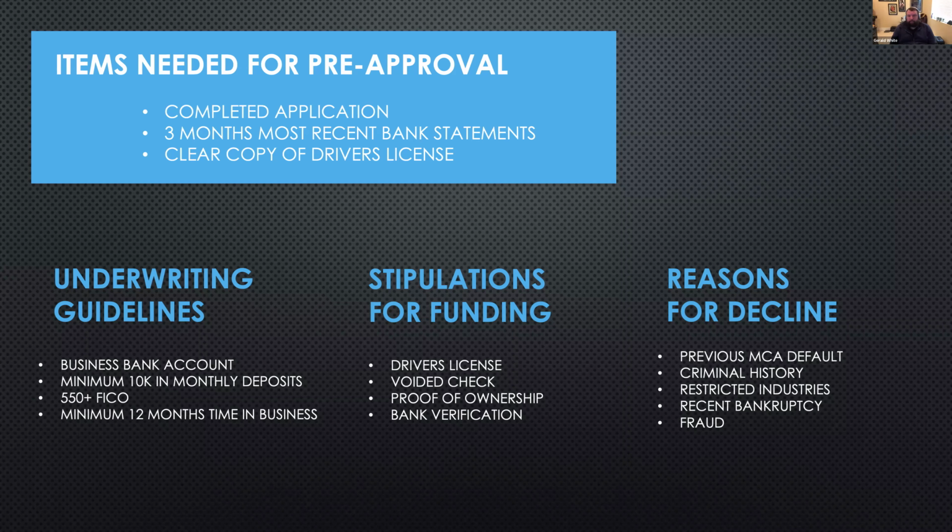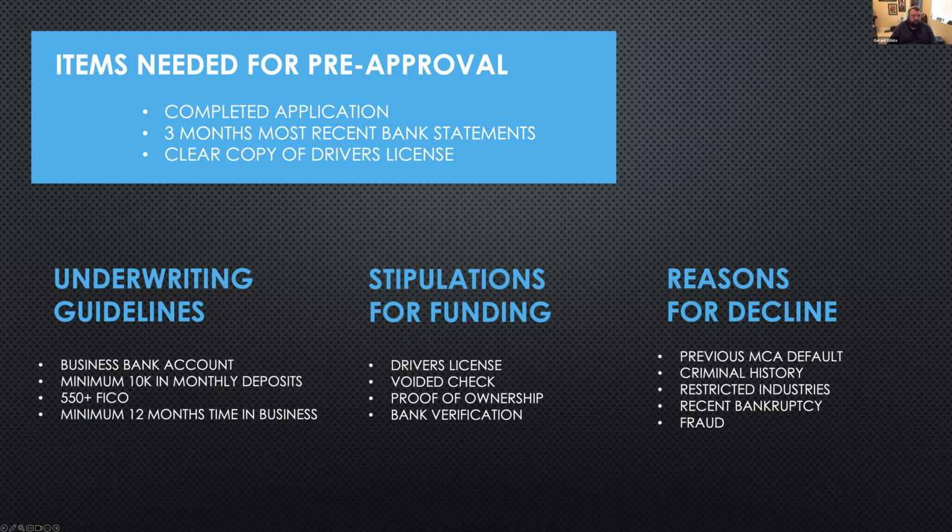A recent bankruptcy. Like I said before, I do have lenders that will fund on a recent bankruptcy, but they might be limited at $50,000 in funding, right? And then fraud. I say fraud separate from criminal history because fraud comes up during the bank verification process, right? If they find out that the banks were edited, and there's a lot of fraud in this industry because it's not a bank product and it's fast. So that would be another reason why they would decline you.